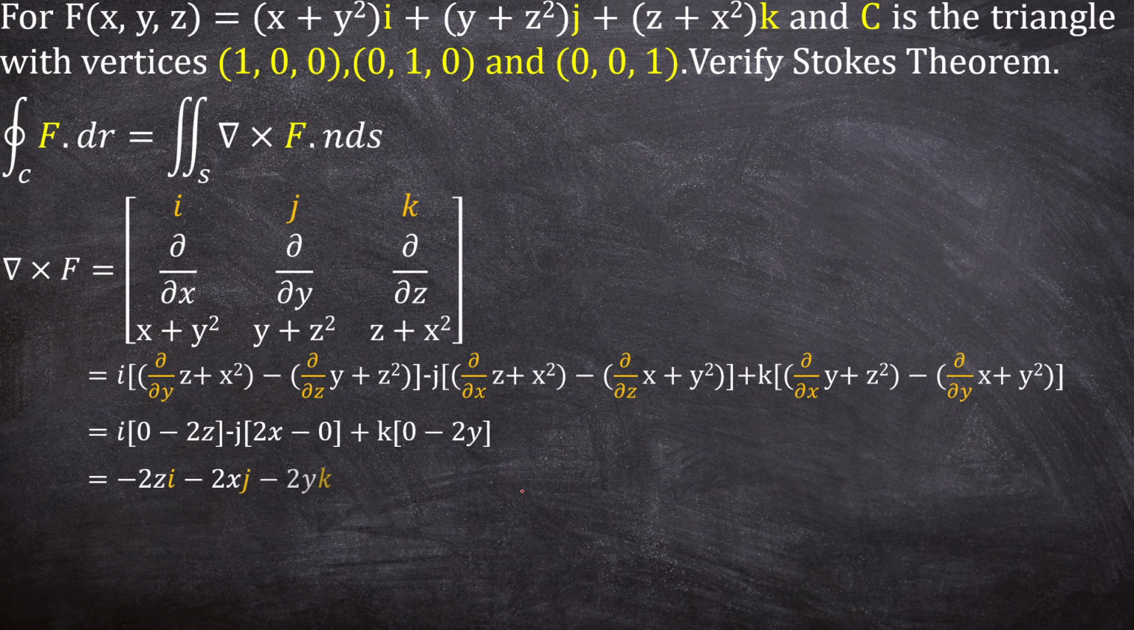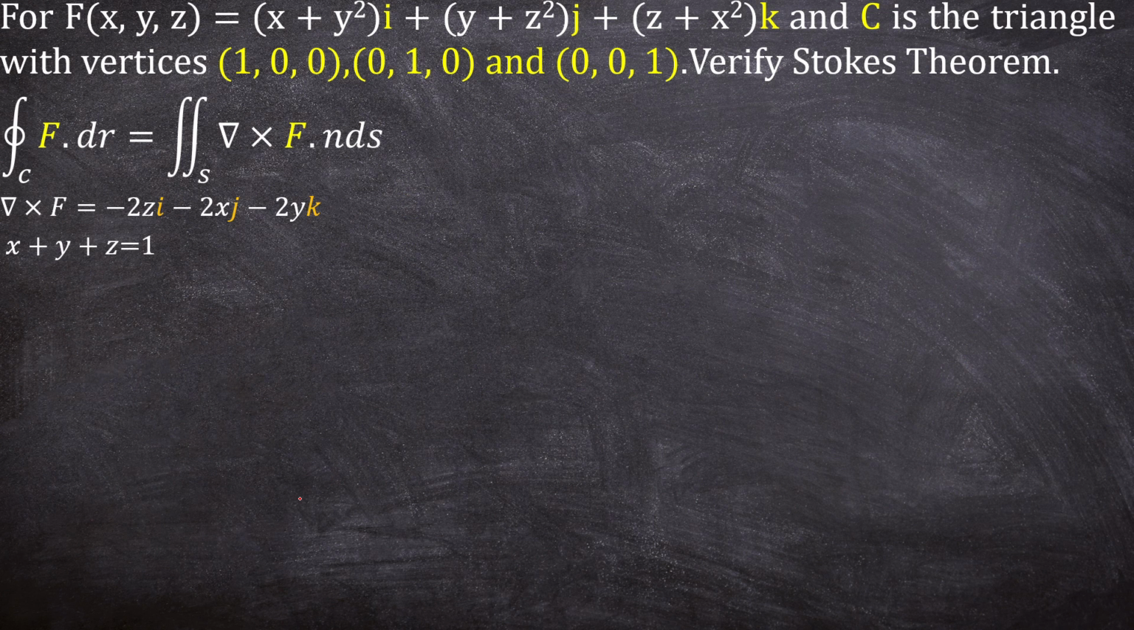Taking note of the direction, we're going to have negative 2z i, negative 2x j, and negative 2y k, right? Okay, so this one is our curl. Now I'm going to write my curl right here in the equation of the plane. So now what we need to find is n dS.